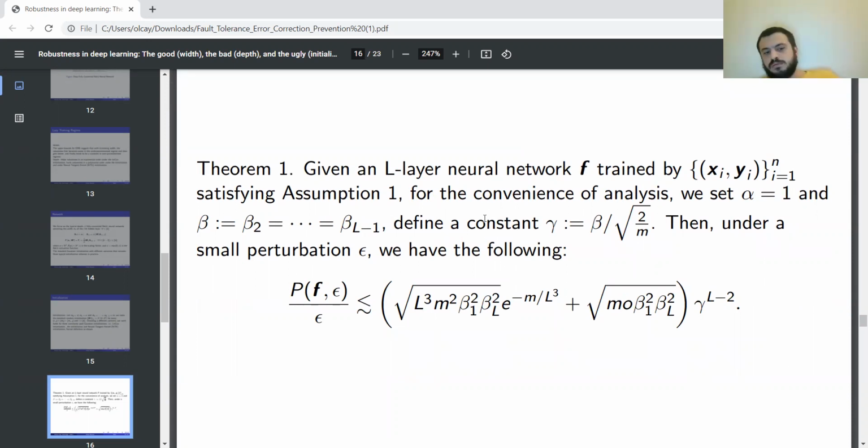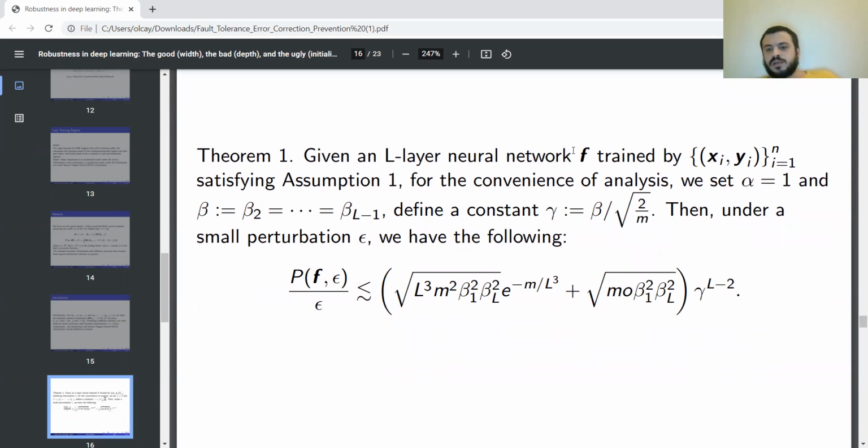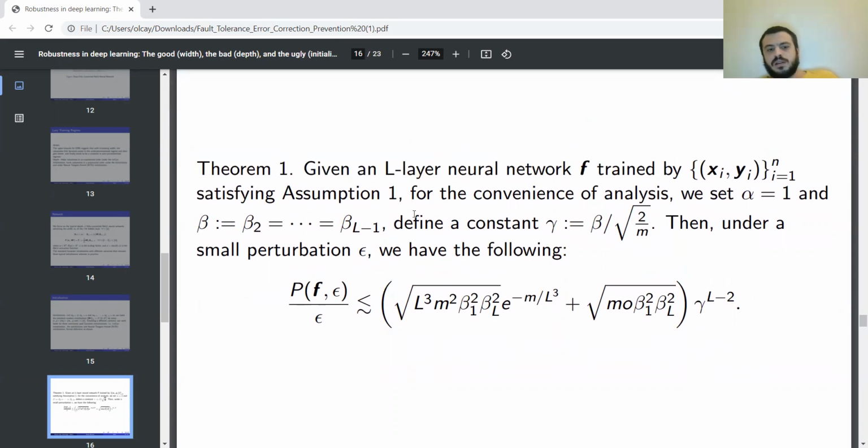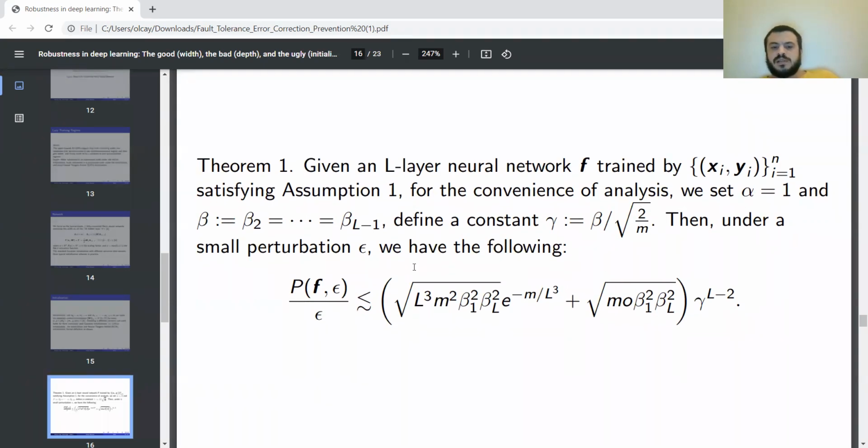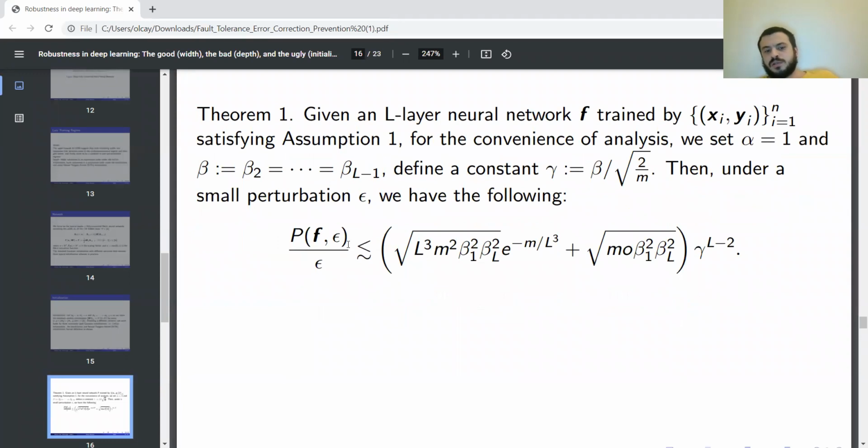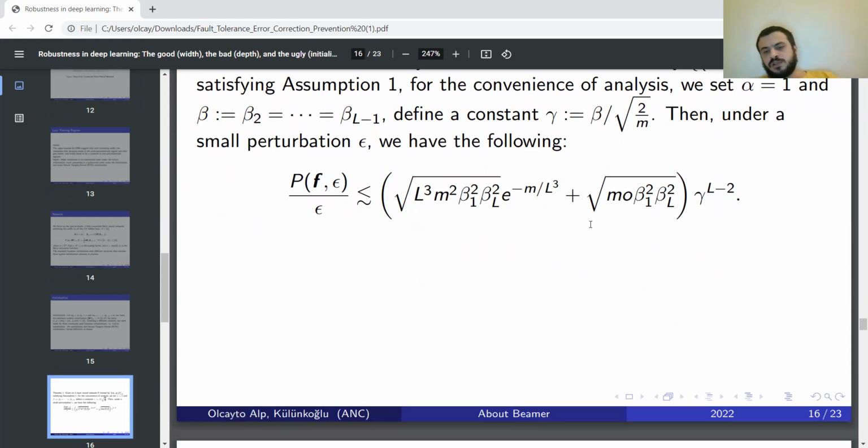This is the major theorem of the paper. Given an L-layer neural network F, for the convenience of analysis, we set alpha equals 1. So this is the upper bound for the perturbation stability, P. From this analysis, they make some theoretical assumptions, and later they check that with numerical experiments.